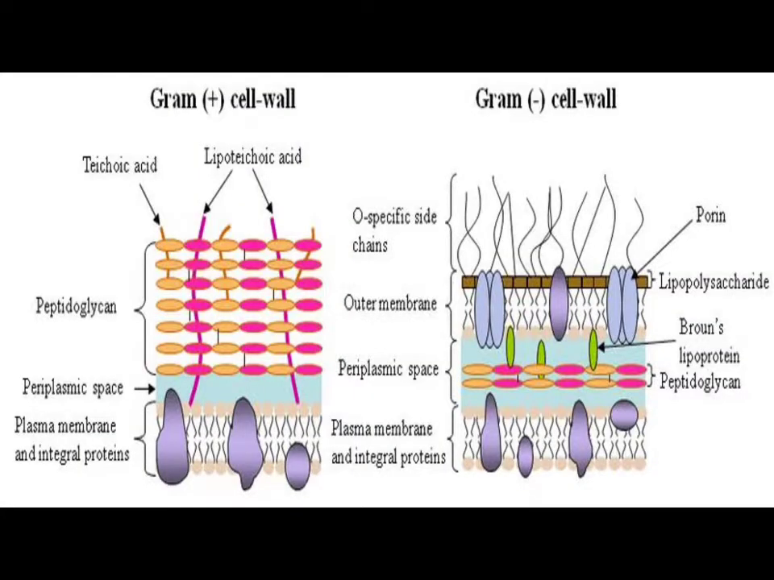Now you can see this is a slide which is showing the composition of cell wall of gram positive bacteria and cell wall of gram negative bacteria. So my first point is gram positive and gram negative staining results are because of cell wall of the bacteria. And the second point, composition of the cell wall.